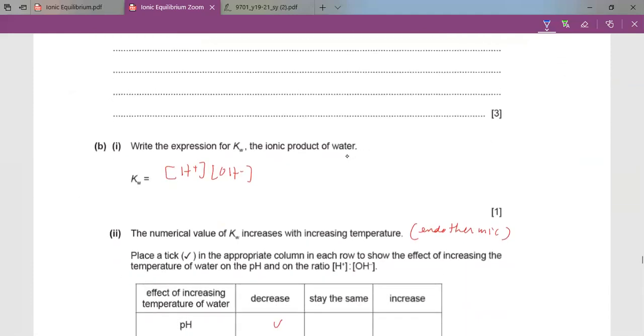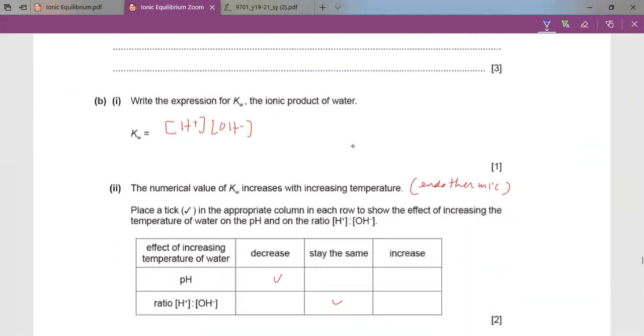Here, under the product, it is simple. Now, this one they test you on understanding. The numerical value of Kw will increase. Of course, why? Because the dissociation is endothermic, favored by heat. Take the appropriate one to show the effect of increasing temperature on pH and ratio. The pH, of course, will decrease because the concentration of H plus will increase.